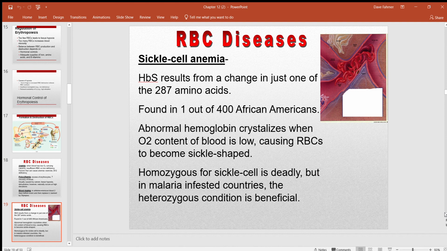One of the other diseases that we see in terms of red blood cells is sickle cell anemia. This is a genetic disorder that is found in about 1 out of 400 African Americans. Basically, what they have is abnormal hemoglobin, which under stress will crystallize, and when it crystallizes, it starts to form abnormally shaped red blood cells that are in a sickle shape. They carry oxygen very poorly, and they also get caught in the branches of blood vessels and cause a lack of circulation. Very serious disorder.